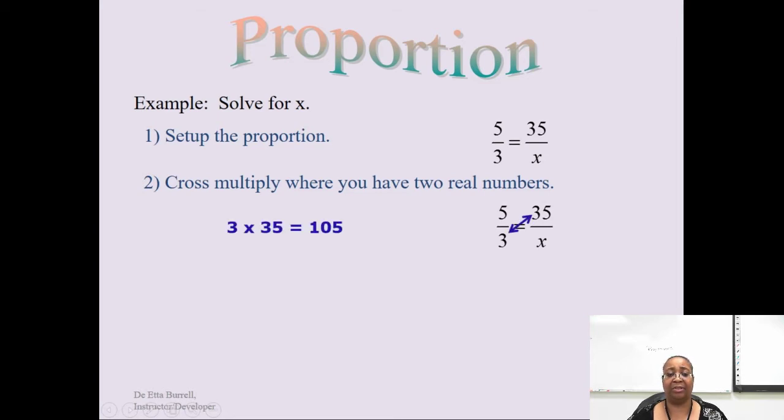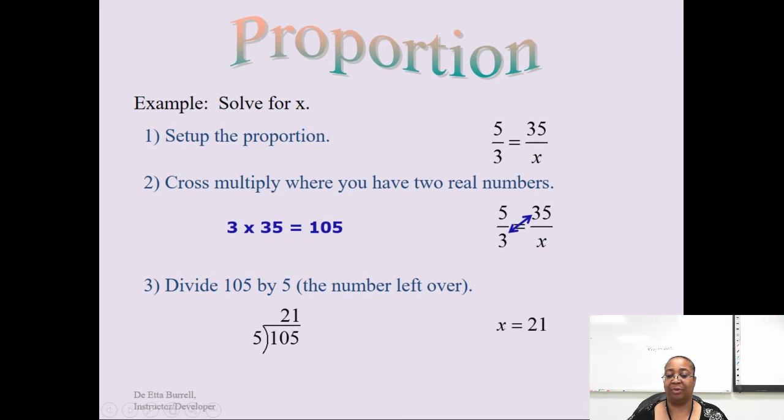So when we multiply 3 and 35, we get 105. Now that I've used the 3 and the 35, and I'm looking for the unknown, I need to divide this product by the number left over, which is 5. So 5 goes into 105 21 times. Your x is 21. Now the way to check this is to go 3 times 35 we know is 105. And if I put 21 times 5, I get 105. And that's how you can verify that your answer is correct and you have two equal ratios.